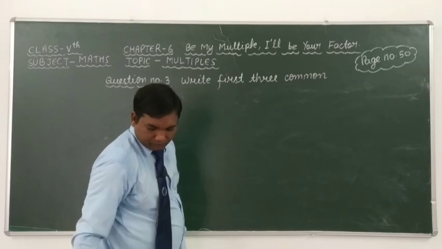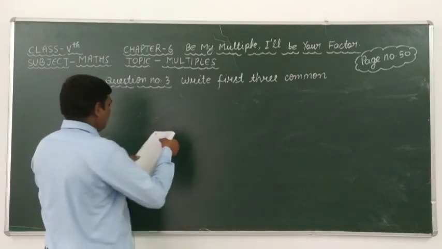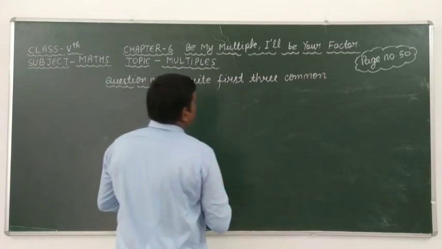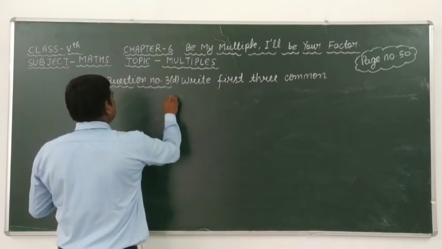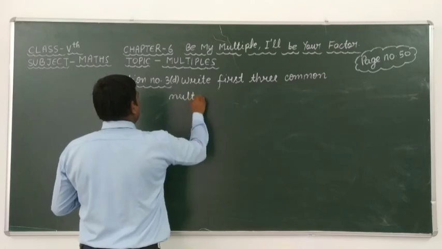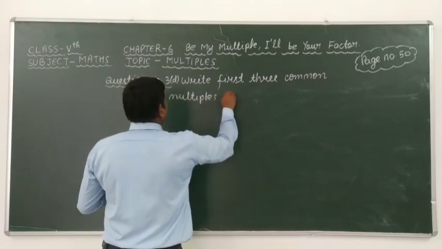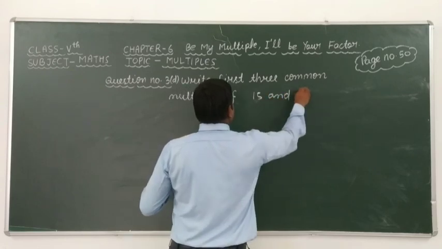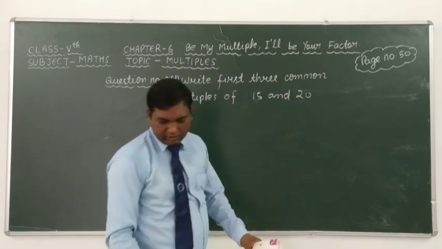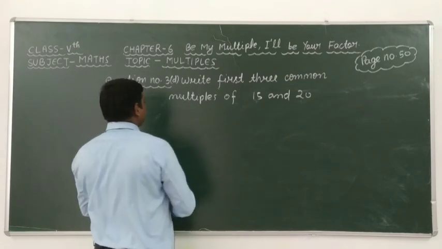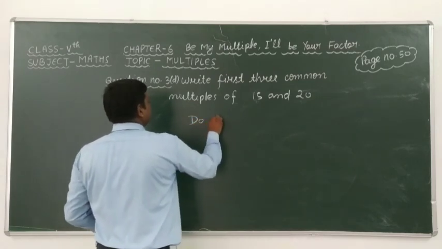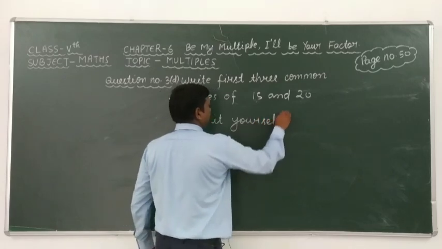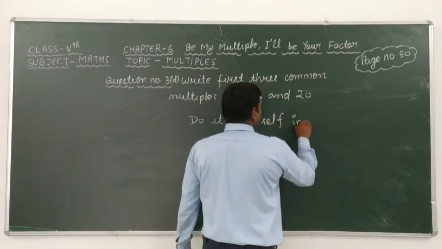Question number 3 of D. Write first three common multiples of 15 and 20. Dear students, do these questions yourself in maths homework.